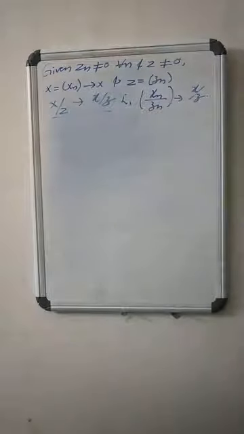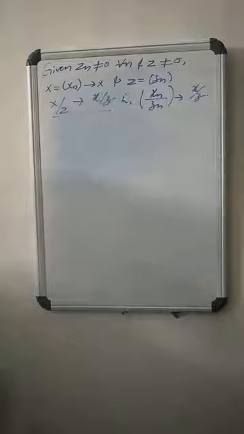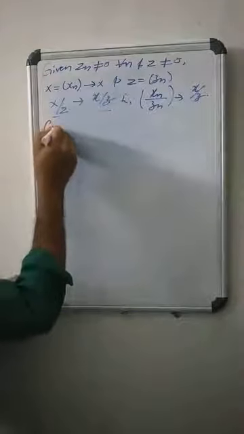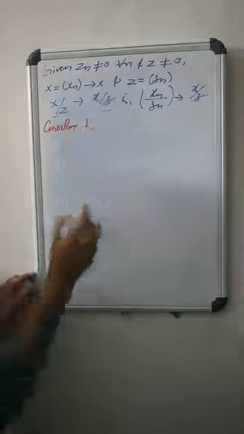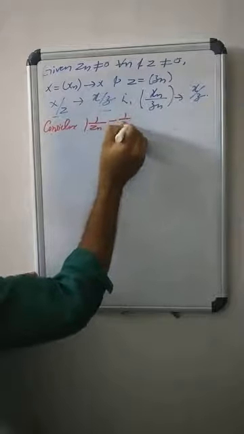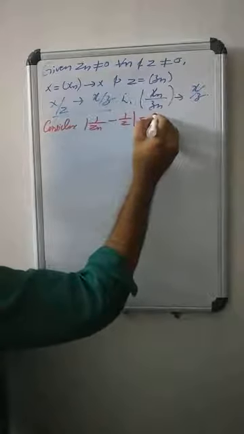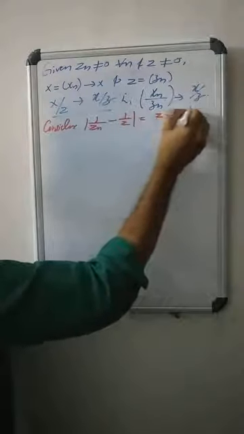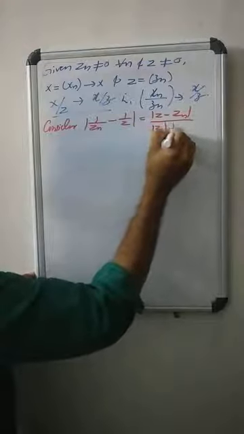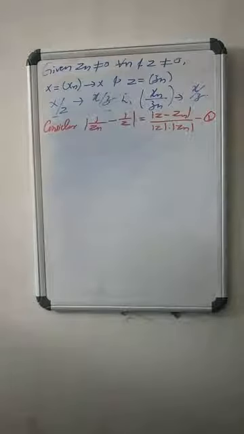How to prove this? Consider modulus of 1 by zn minus 1 by z. What is 1 by zn minus 1 by z? That is modulus of z minus zn divided by modulus of z into modulus of zn. Agreed?